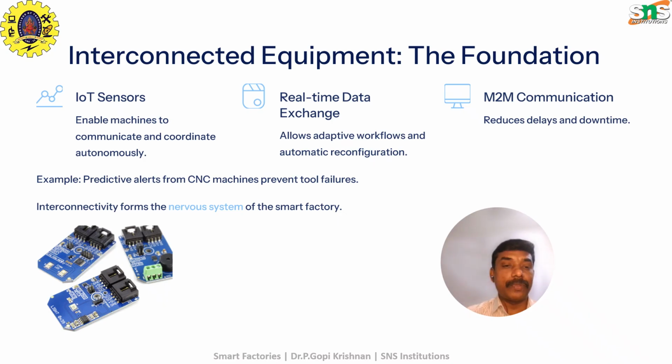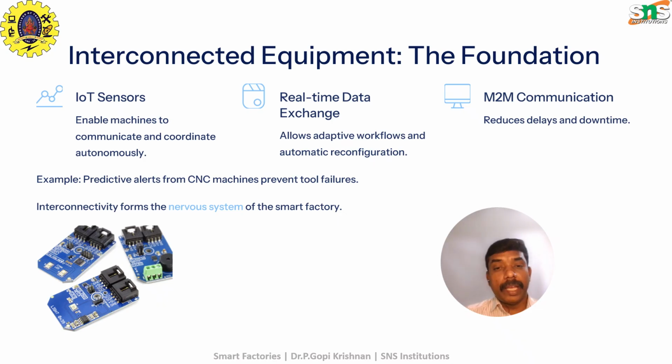So the IoT sensors enable the machines to communicate and coordinate autonomously. The word autonomous is very important here, which means that with the data analyzed from the system, the device or the sensor or any other subsystem can take decisions according to the situation available in the manufacturing scenario. So this is all about the autonomous system, which is taken care of with the help of the IoT sensors.